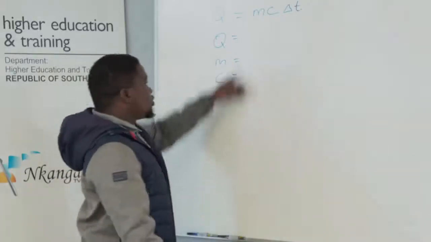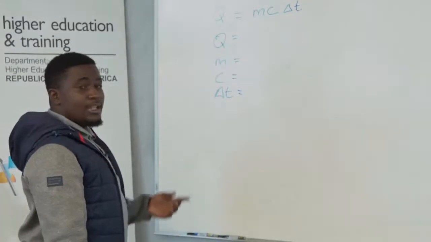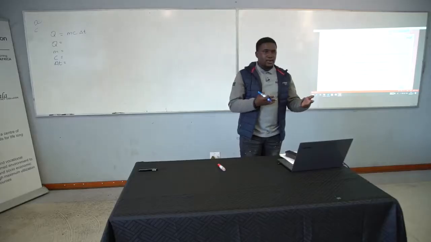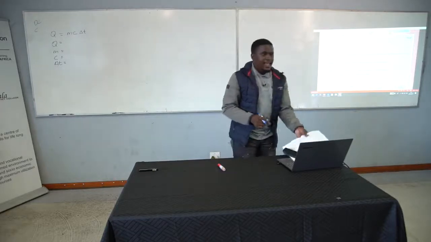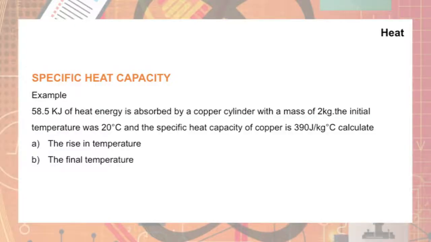Now we need to find our knowns. At the end, the unknown will be the variable that we are looking for. Hence, they said the rise in temperature. We can all see that they want the change in temperature. So now, let us check what they are saying.